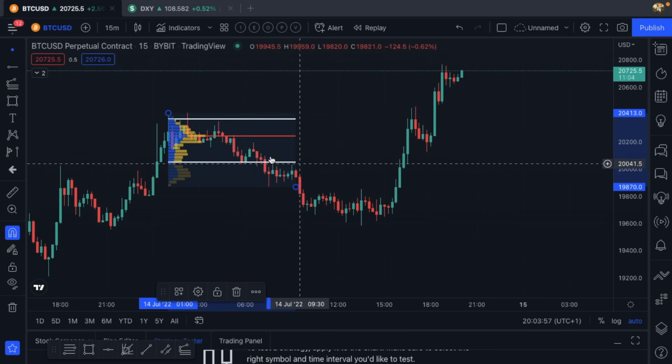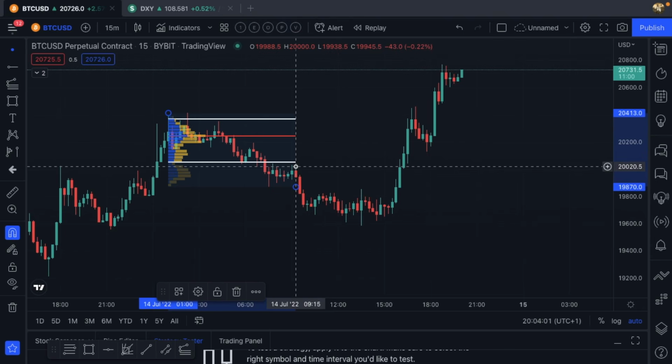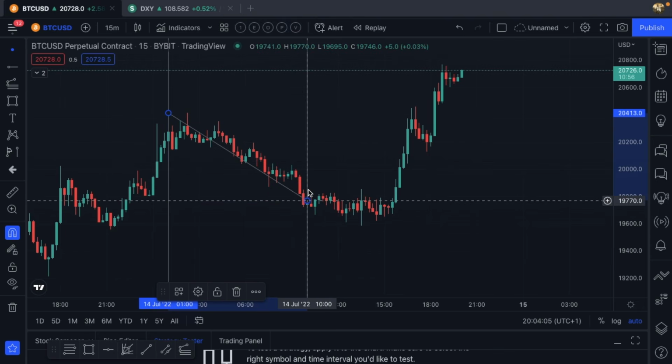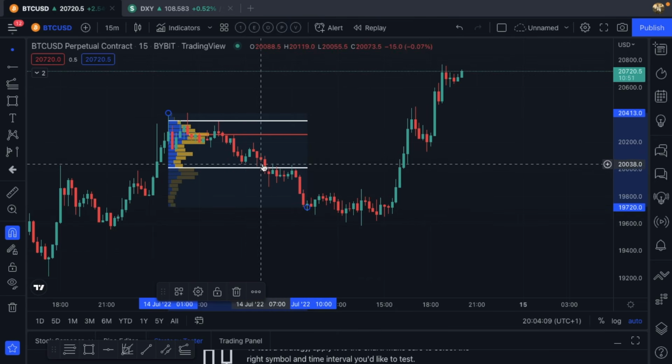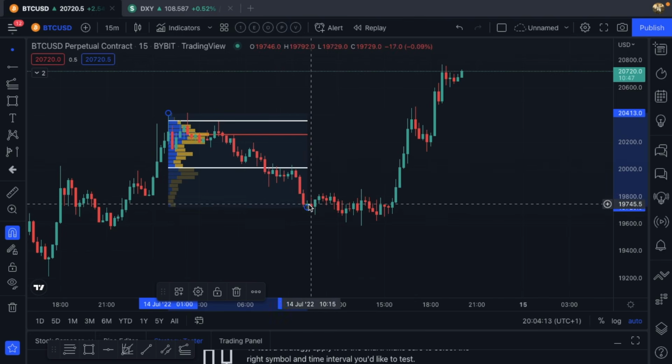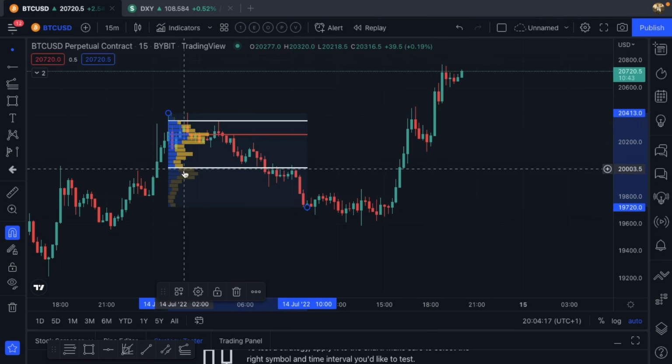So once we break down out of this and we kind of consolidate a little bit here, and we break down further, the value area, which is in between the two value areas, the high and the low, start to really form. And also we start to get this good information here.